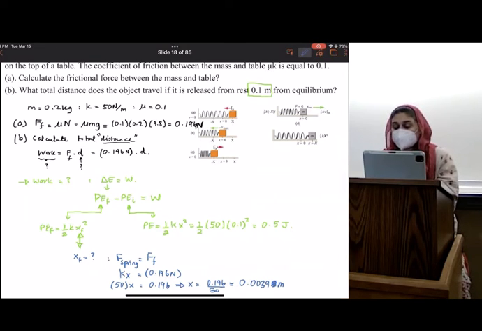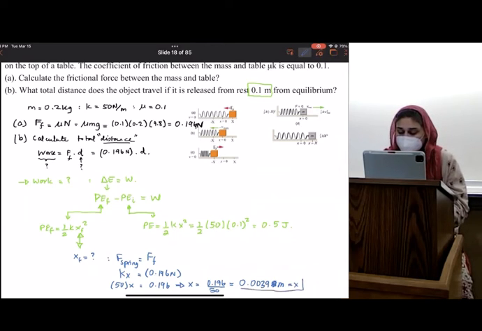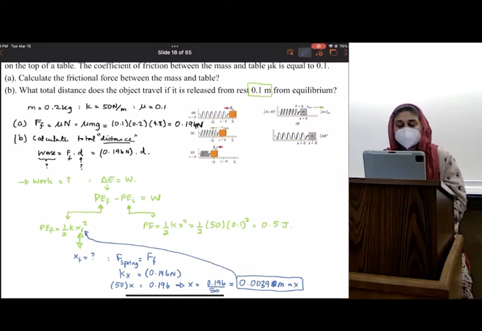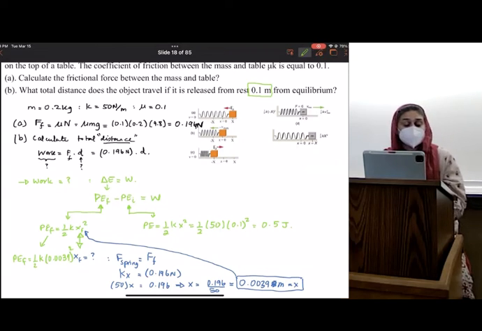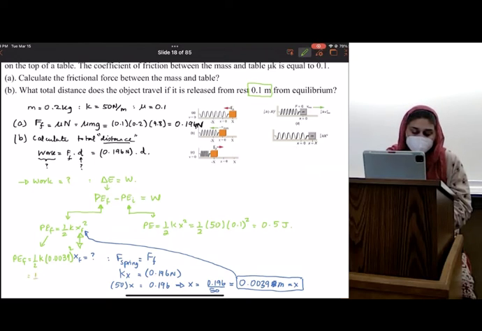Oh, excellent. So this means I can plug this value for my x into here to give me potential energy final as 1/2 k times 0.0039 squared, or 1/2 times 50 times 0.0039 squared, or potential energy final 0.004.